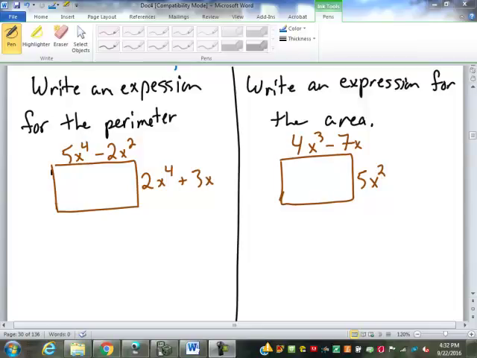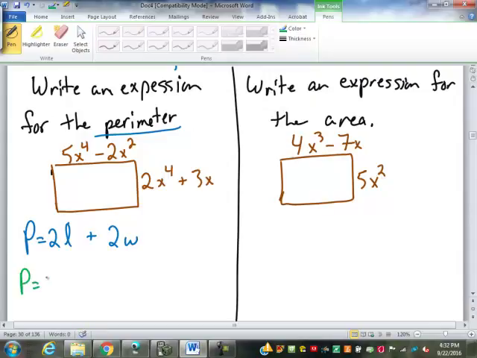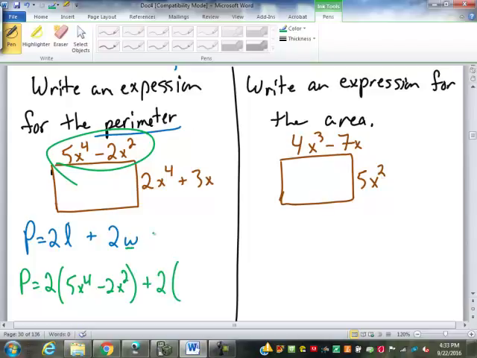I realize many of you probably don't have these completely done, but let's take a look and see what you have so far. Write an expression for the perimeter. Remember, perimeter is 2 times the length plus 2 times the width. So here, 2 times the length is going to be 5x to the 4th minus 2x squared plus 2 times the width. The width is going to be 2x to the 4th plus 3x.